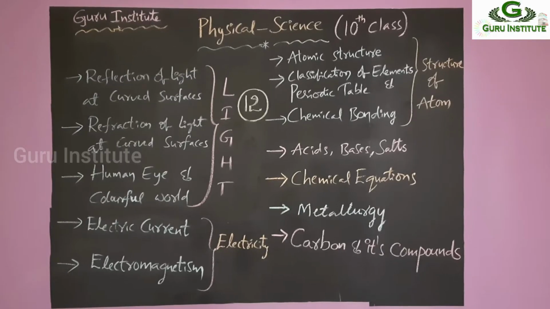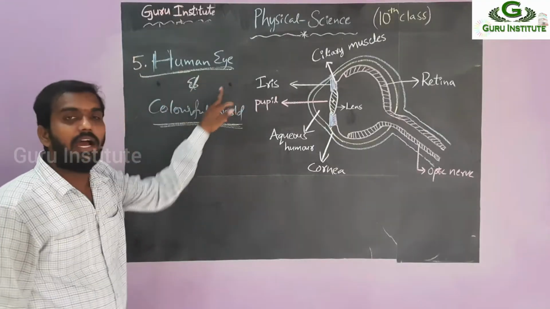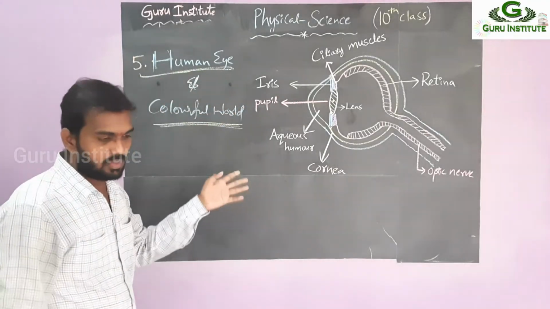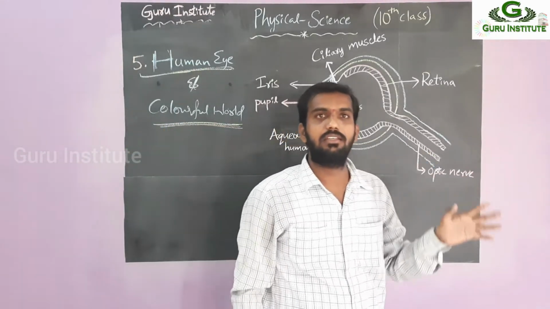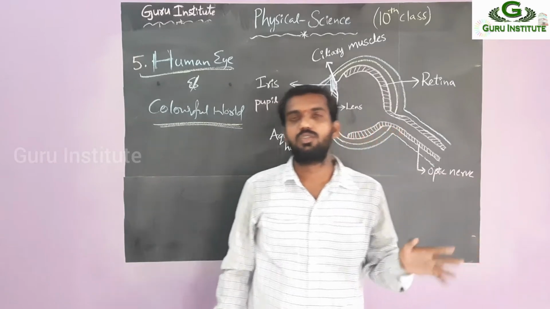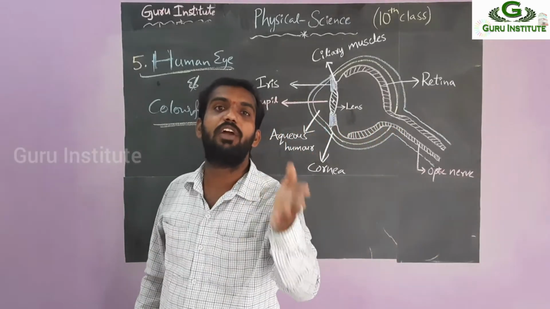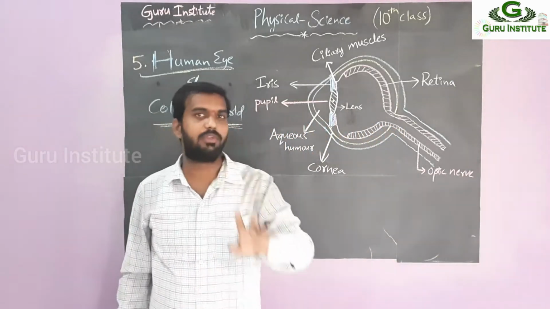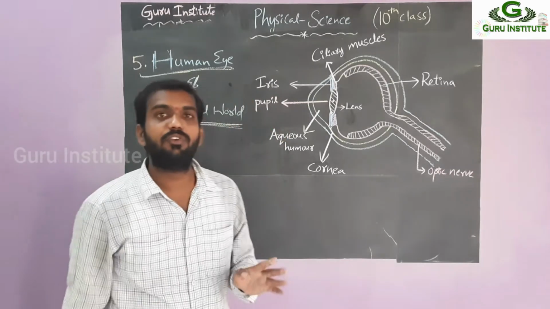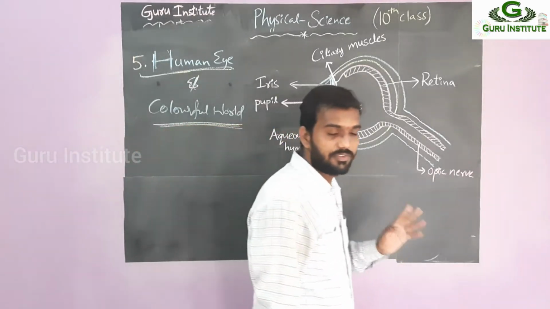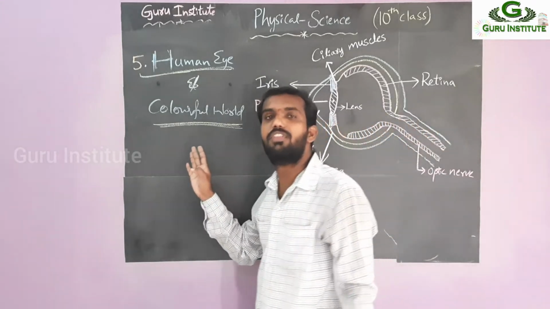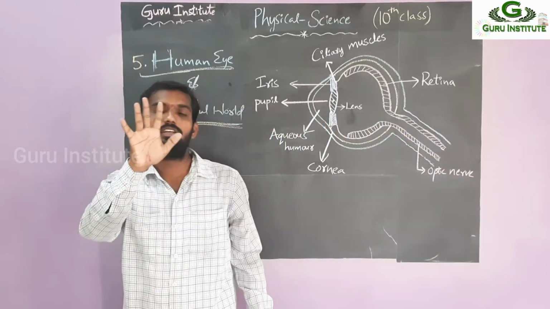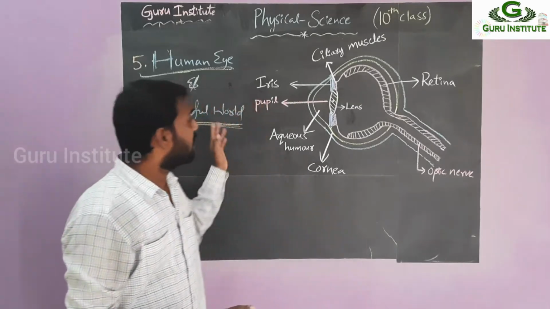Today we are going to see a new lesson, that is human eye and colorful world. So this is the third topic in our light lesson. Okay, right? So first topic is reflection of light at curved surfaces. That is the first chapter, and the second topic is refraction of light at curved surfaces. That is the fourth lesson. And according to your textbook, this is the fifth lesson. That is what? Human eye and colorful world.